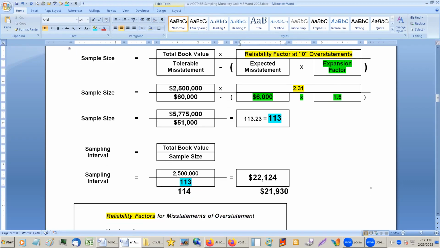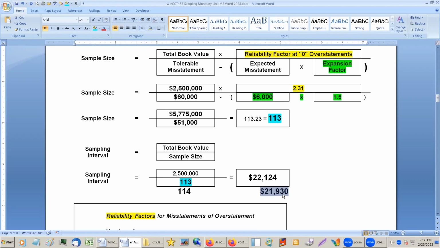And again, we would pick every item that crosses 22,124 or 21,930, whichever one you use. Then whatever one crosses 44,248, and so on and so forth. You would just keep picking, and anything that was larger than 22,124 or 21,930 would be guaranteed to be picked.